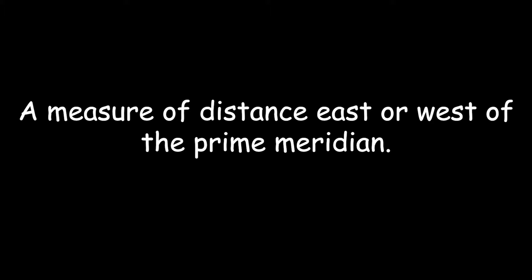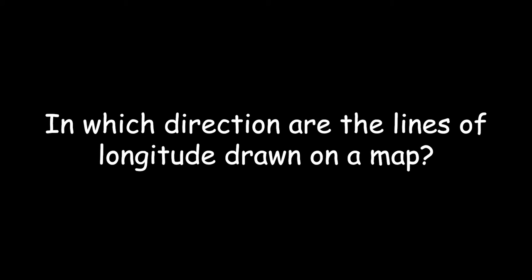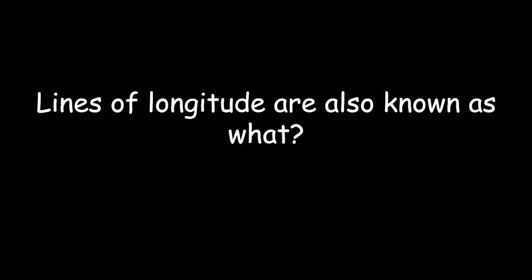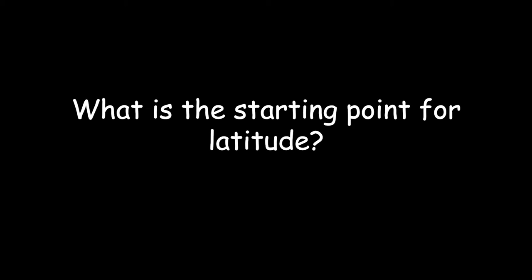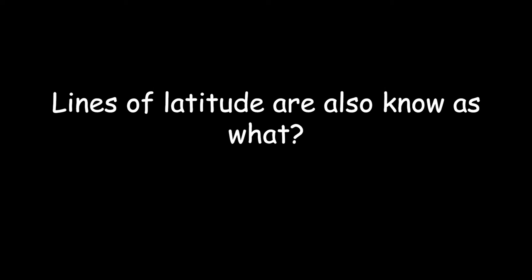What is longitude? A measure of distance east or west of the prime meridian. In what city is the prime meridian? Greenwich, England. In which direction are the lines of longitude drawn on the map? North and south. Lines of longitude are also known as what? Meridians. What is latitude? The measure of distance north or south of the equator. What is the starting point for latitude? The equator.